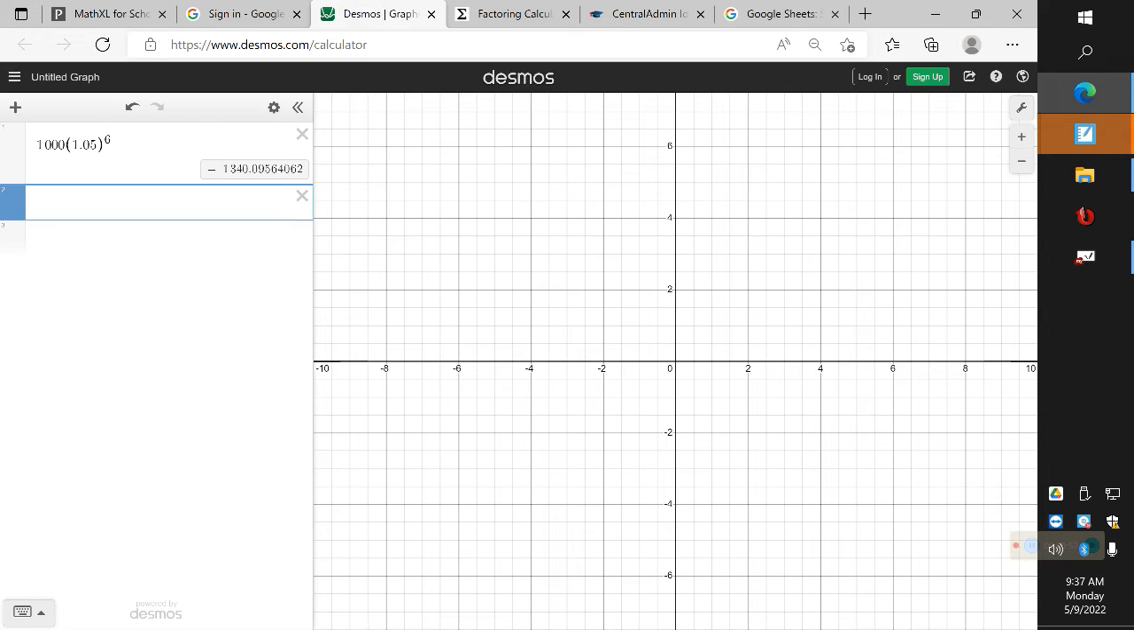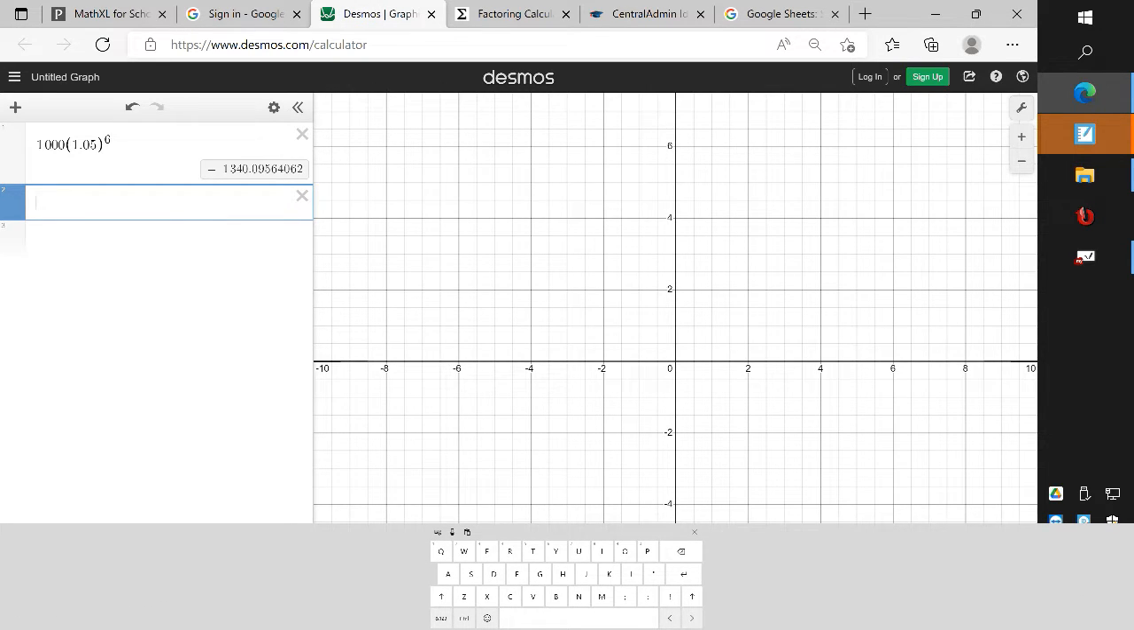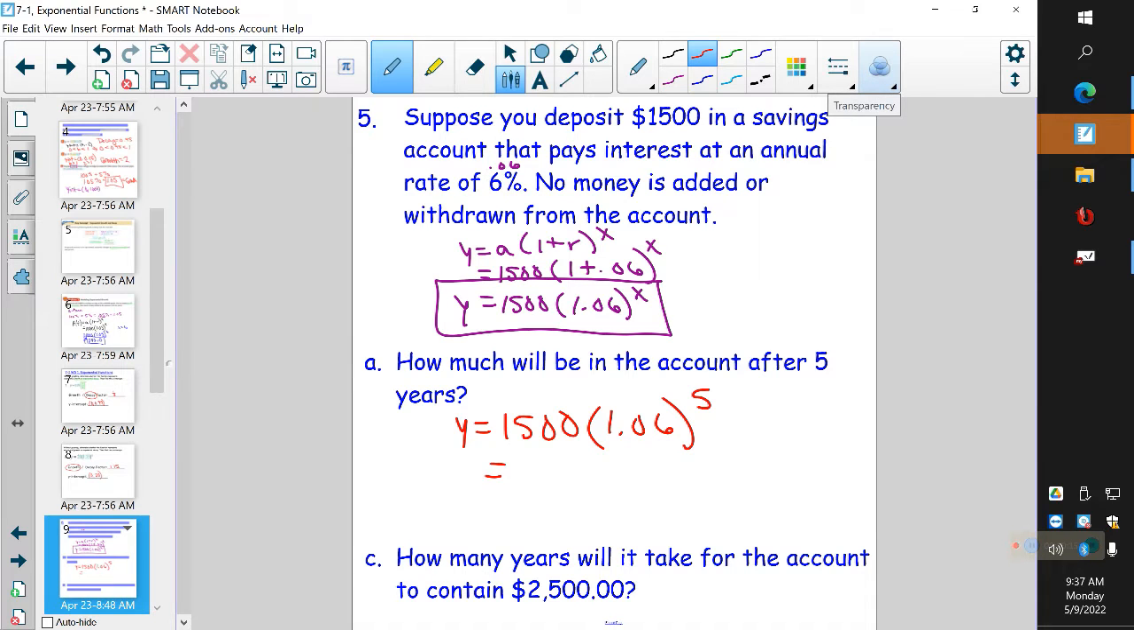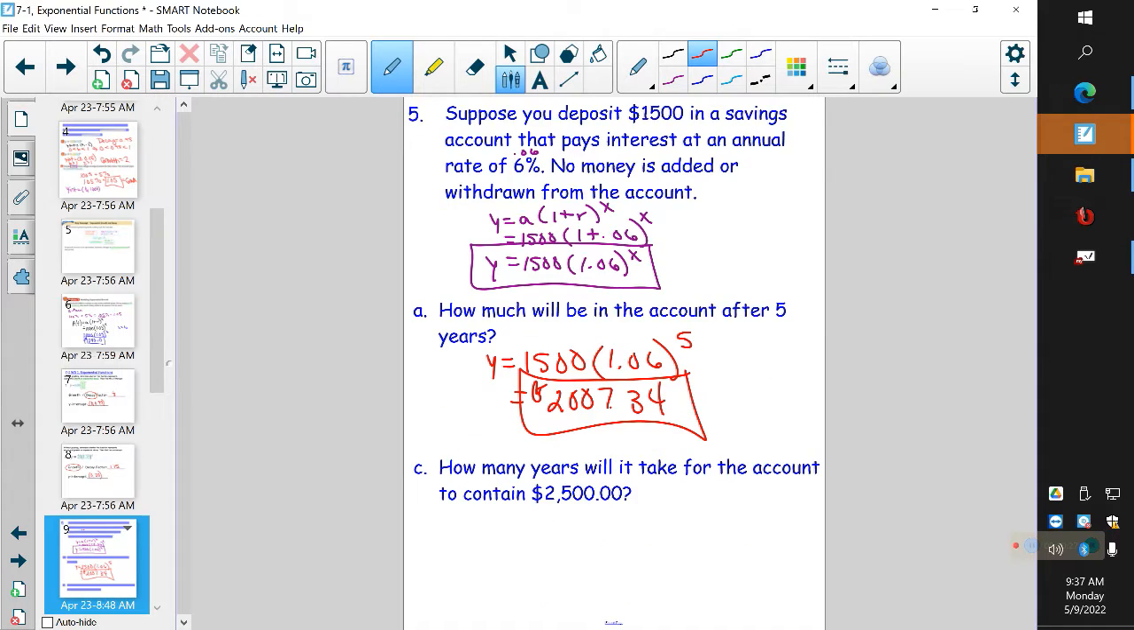So I'm going to come over to Desmos, and over here I am going to plug in my equation, which is 1500, parenthesis, 1.06, close parenthesis, raised to the, how many years do we have in there? 5 years, and that's going to be $2,007.34. So I'm going to come back over here, and I'm going to put that down. $2,007.34.